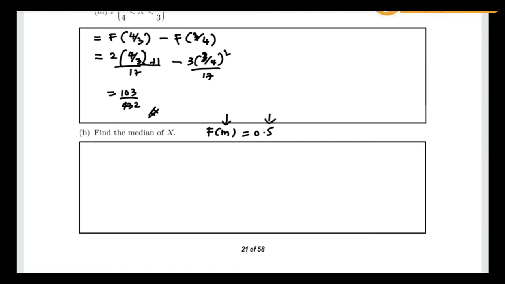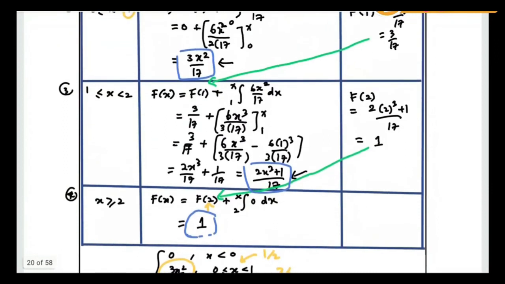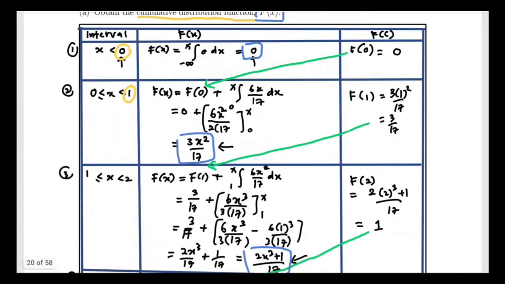But before that, we have to check which interval m is located in. So I'm going to go back to the previous part and go through the last column here. We have found that F(0) equals 0. Since this is 0, this interval is not going to be where m is, because the cumulative here is only until 0. And then F(1): if we calculate F(1), we get 3/17.